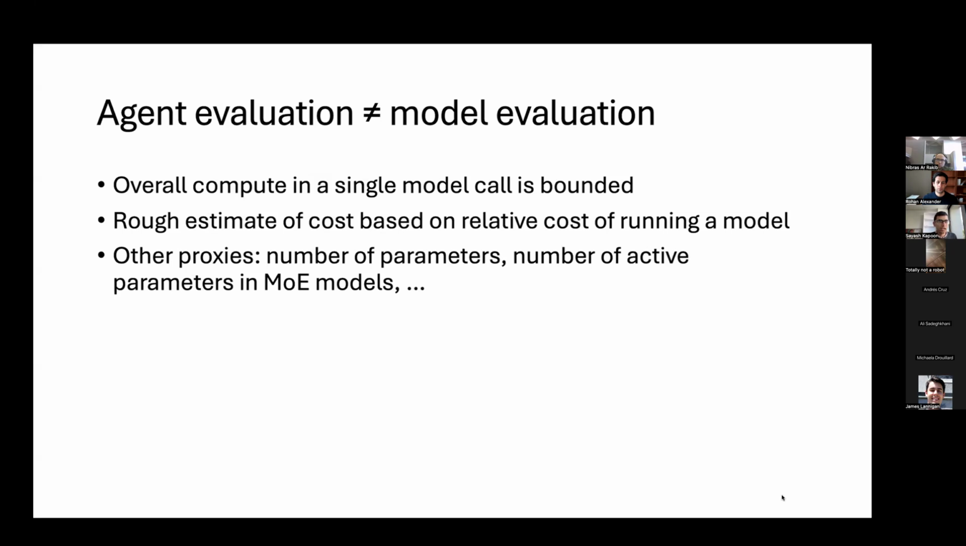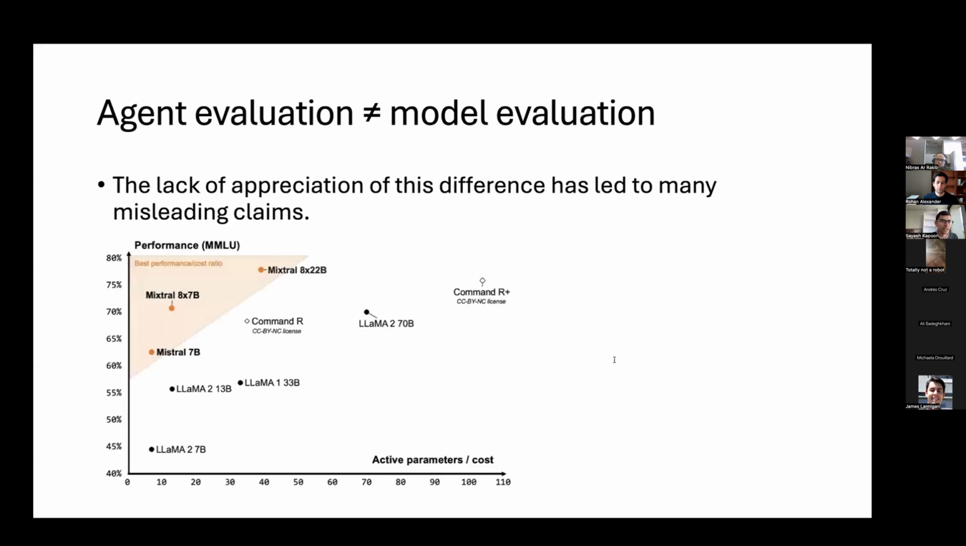For example, one of the claims that we've seen companies make repeatedly is when declaring how well their models work compared to other ones. Here we have seen some use of Pareto curves. For example, this is a figure that was introduced by Mistral when it launched its new mixture of experts series of models. Instead of using dollar costs as the x-axis, it focused on the number of active parameters in the model.